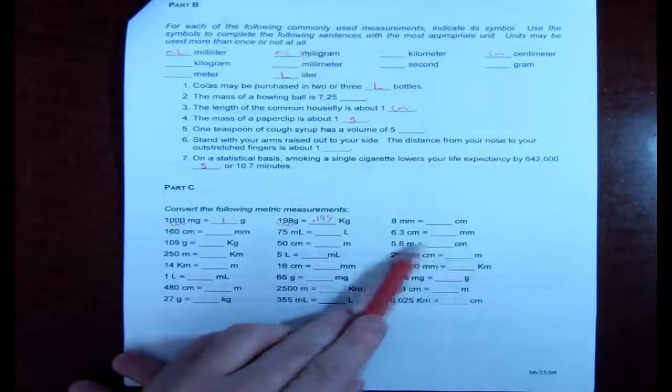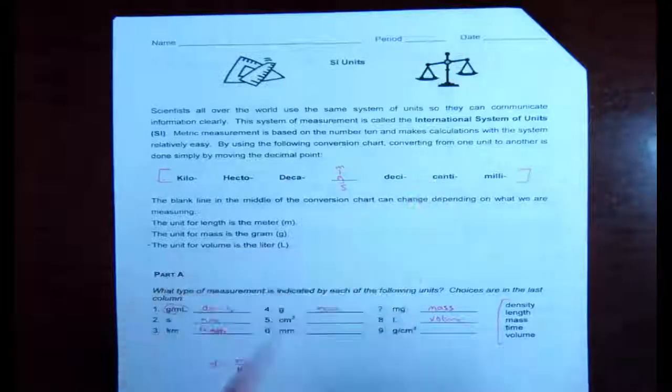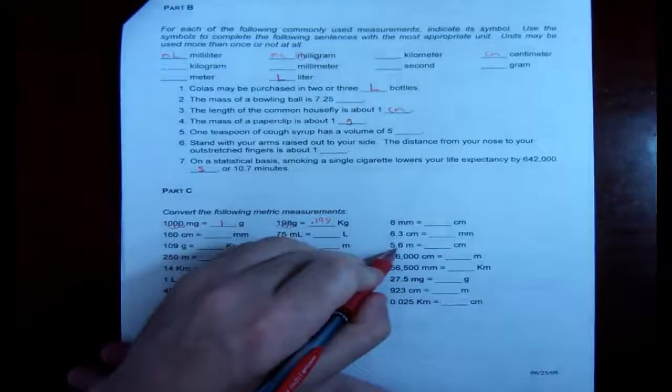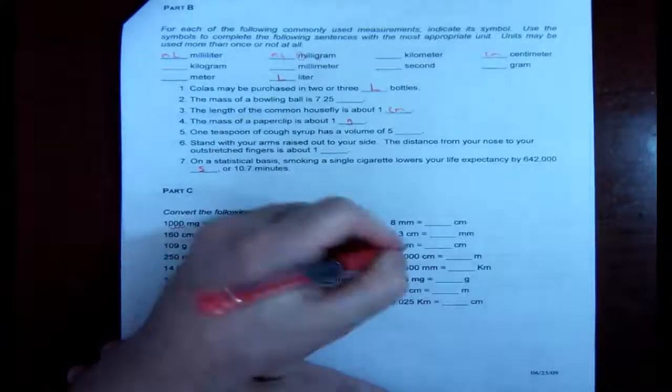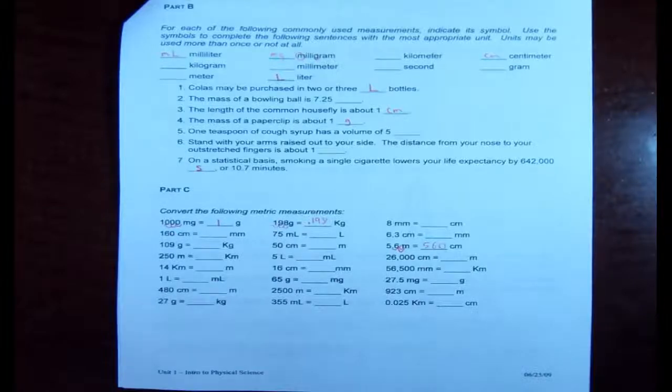Meters to centimeters. Let's go back. Meters is your baseline unit. Centimeters is here. 1, 2 places to the right. Okay? So when we go back here, the decimal's here. 1, 2, fill the bucket with a 0, 560. So 5.6 meters is 560 centimeters. That's all you do. It's very easy stuff, guys. Don't worry. No worries. Be happy.